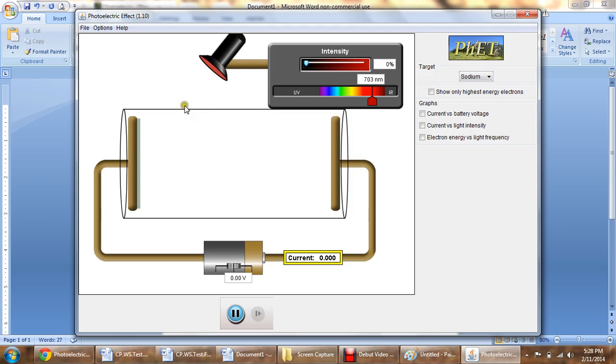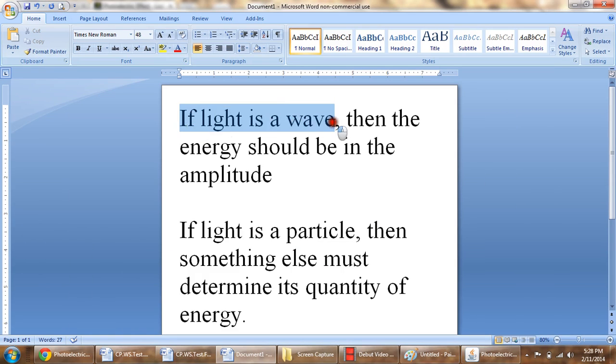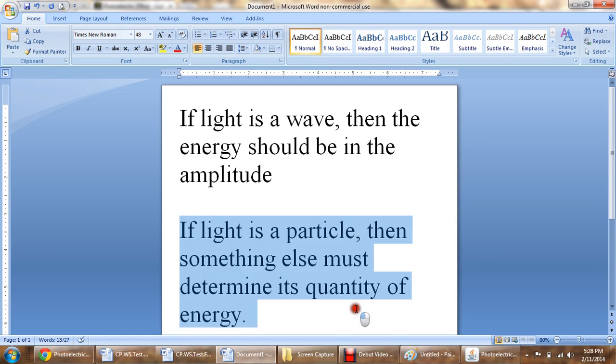If there is enough energy from light that hits this metal, the electrons will break free. They will skid across and hit this panel here, follow the wire, and complete a circuit. So it'll generate current. Again, we're not going to worry about the battery; I'm just going to keep it set to 0 so it doesn't do anything. Now again, if light is a wave, the energy is contained in the amplitude, or how bright the light is. If it's a particle, then it's going to be something else.